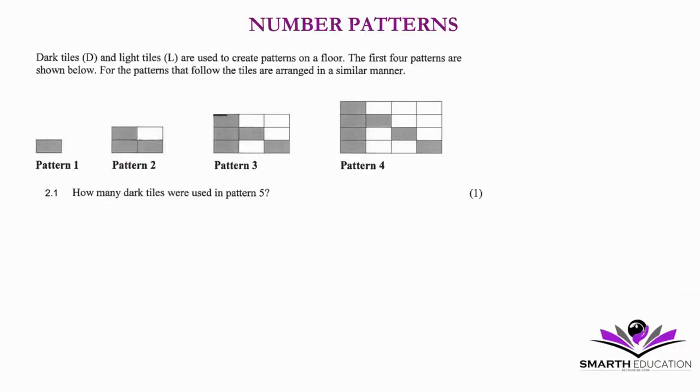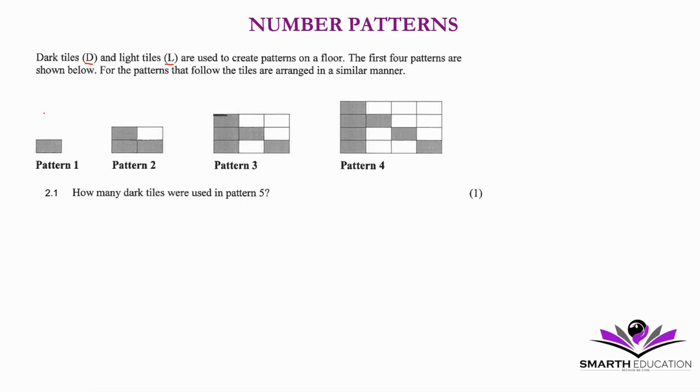Dark tiles D and light tiles L are used to create patterns on a floor. The first four patterns are shown below. For the patterns that follow, the tiles are arranged in a similar manner. How many dark tiles were used in pattern 5?